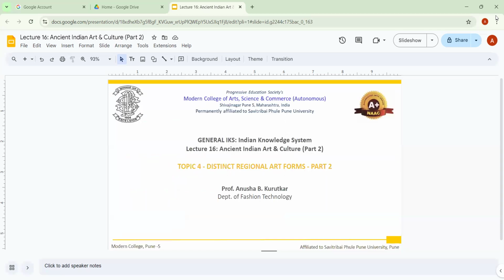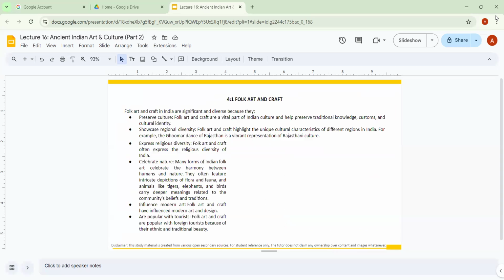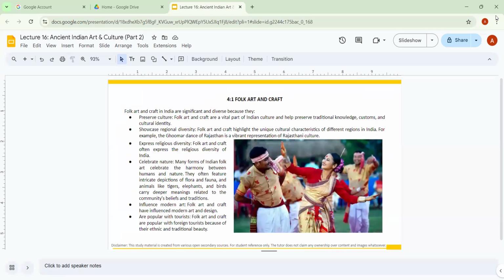Topic 4, Distinct Regional Art Forms, Part 2. Folk art and craft in India are significant and diverse because they preserve culture, they showcase regional diversity, and they express religious diversity. The folk art and craft celebrate nature, they influence modern art, and are popular with tourists.